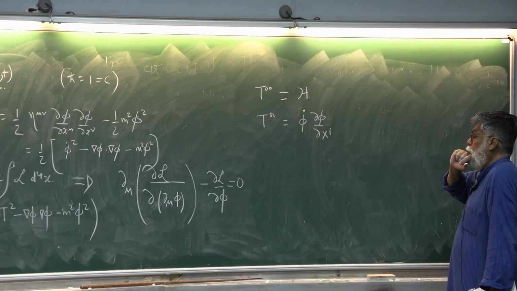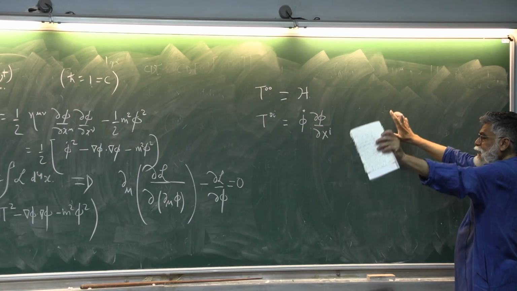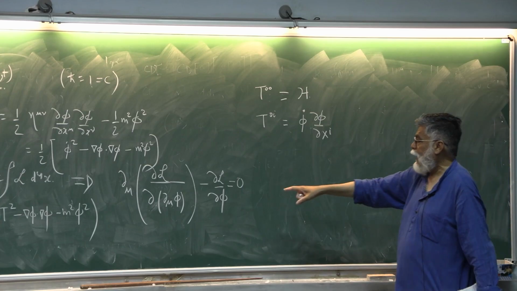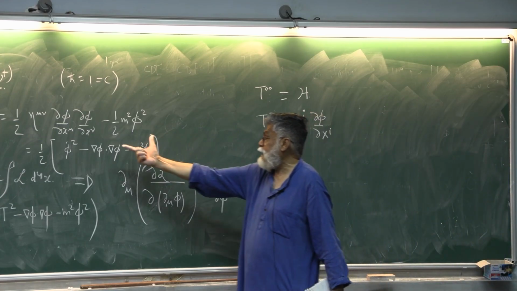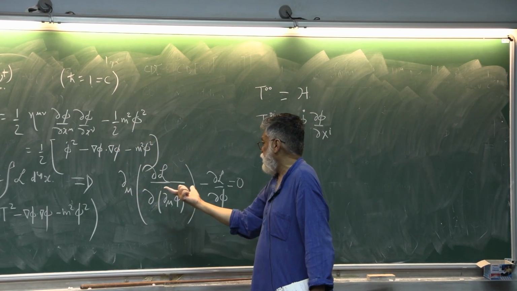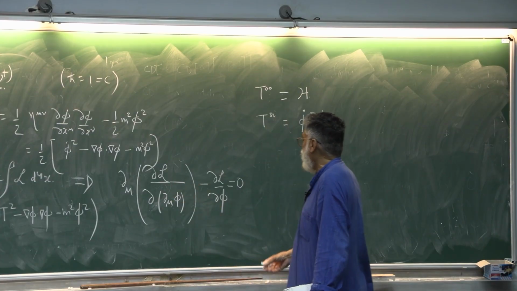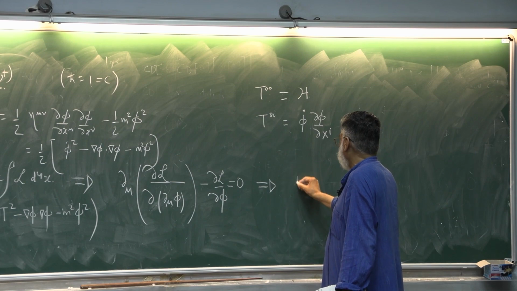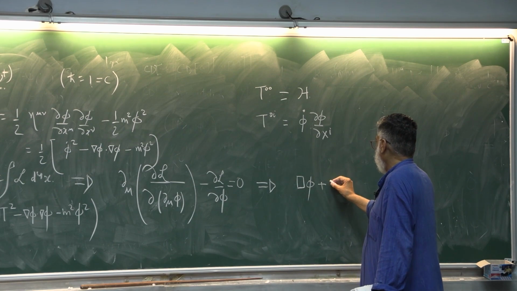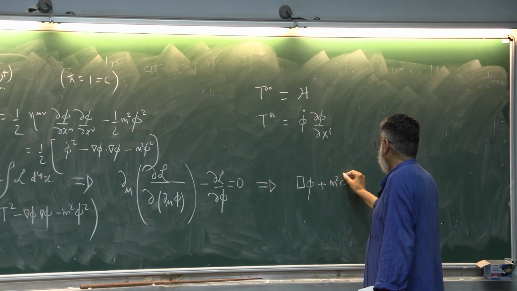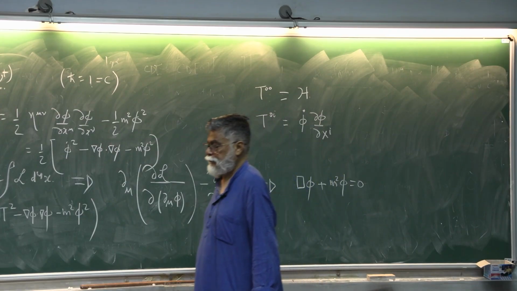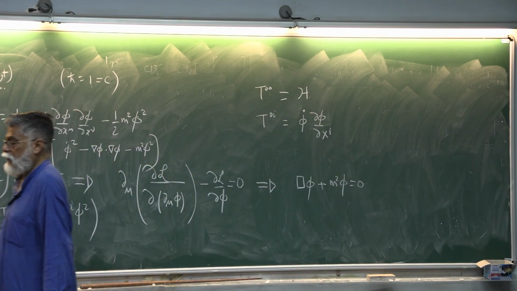Okay, so far it's all classical theory, no quantization as such. If you take the Lagrangian density which is given and just plug it in, you will find that for the real scalar field, the equation of motion is simply the d'Alembertian of phi plus m square multiplied by phi is 0. This is the so-called Klein-Gordon equation.